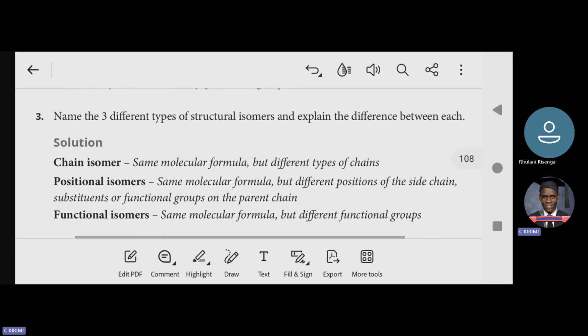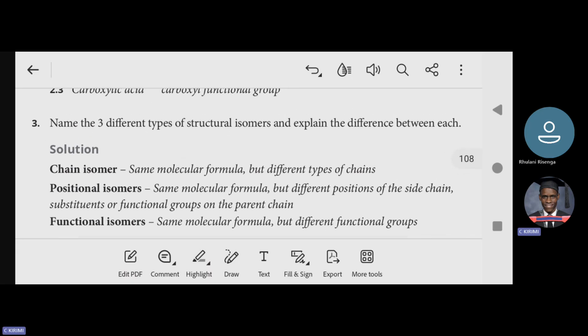So the chain isomer, like what you said, has the same molecular formula but different types of chains. And then we have the positional isomers, like what you just mentioned, which have the same formula but different positions of the side chains, or different positions of the substituents or the functional group on the parent chain. The functional group we mean the double bond, right?